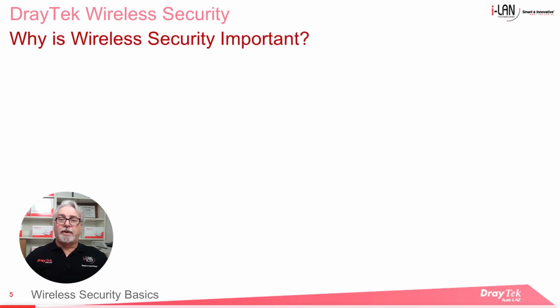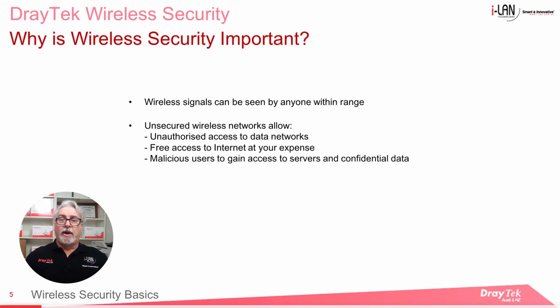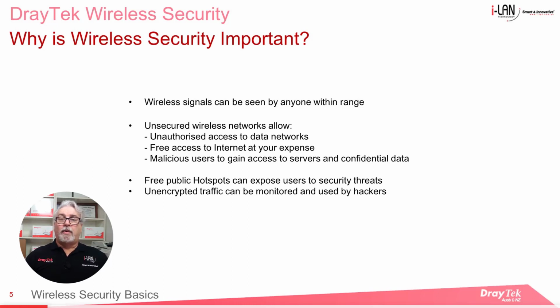So why is wireless security important? Well, unlike traditional wired networks where data communications go through shielded copper wire or optical cable, wireless radio signals literally traverse the air. That means that the wireless signal is exposed to anybody within range, and they can attempt to gain access to your network or get free access to the internet at your expense. Malicious users may try to gain access to your servers and confidential data through an unprotected wireless network. Another factor is when using free Wi-Fi hotspots in public areas. That can also expose users to security threats. Wherever the wireless traffic is unencrypted, hackers can easily monitor the traffic and steal personal information.